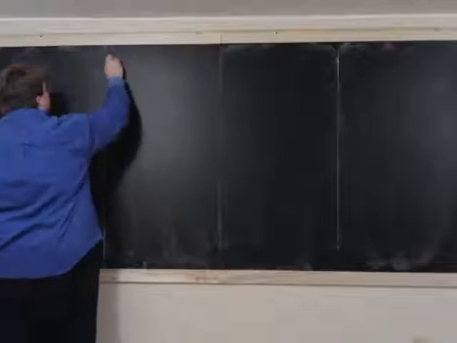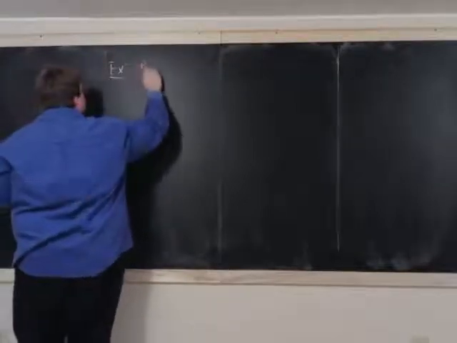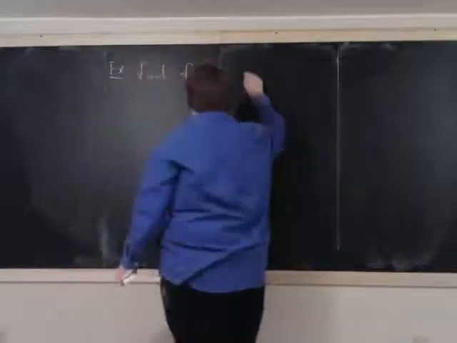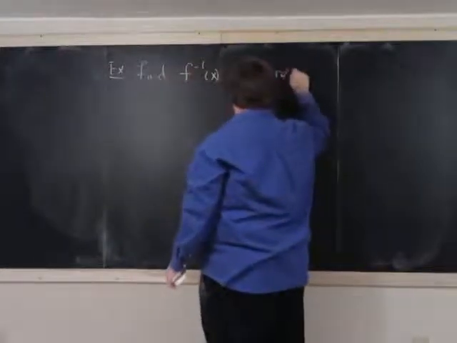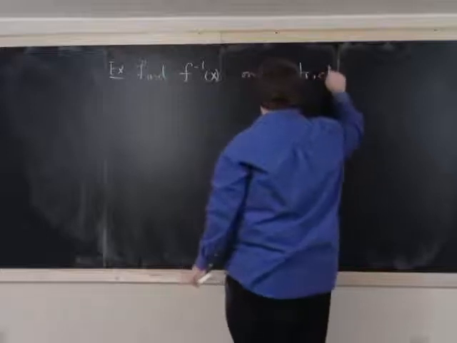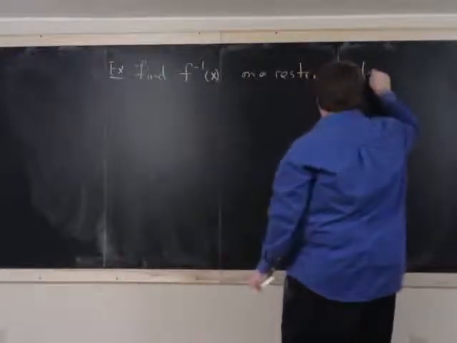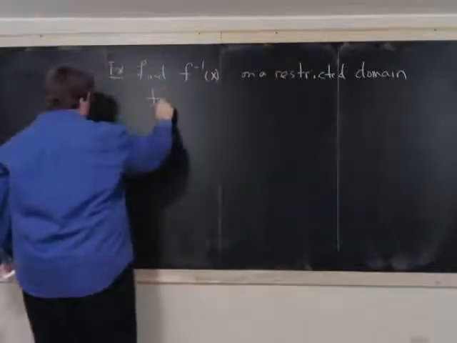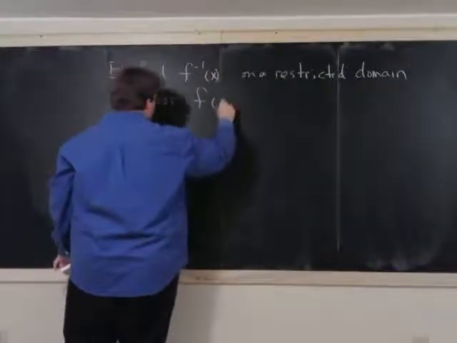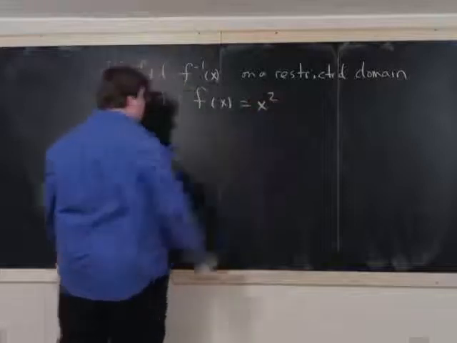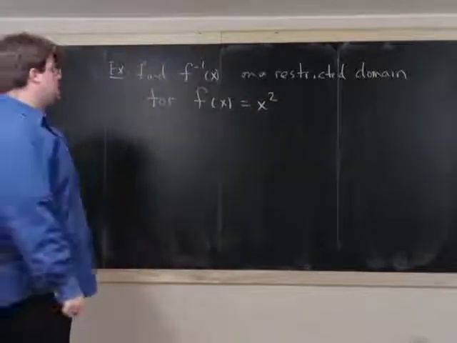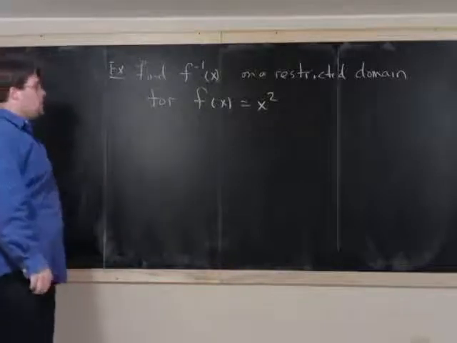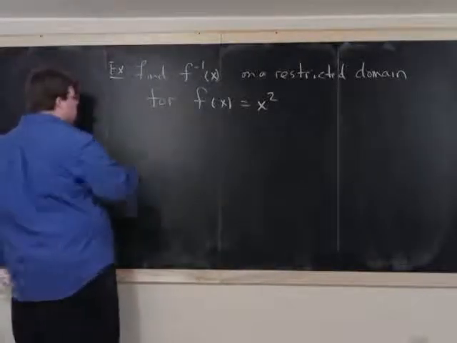Example. Same example as before. Find f inverse of x on a restricted domain for f of x equals x squared. And we're going to do this algebraically. We'll see in the algebra where we restrict the domain. Same process.